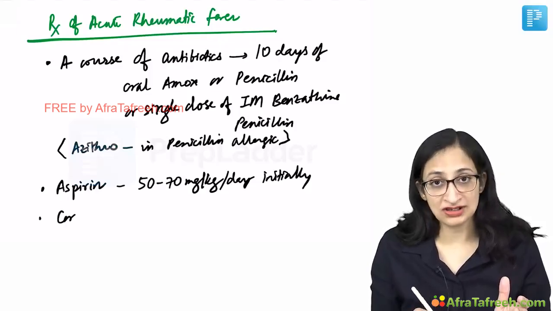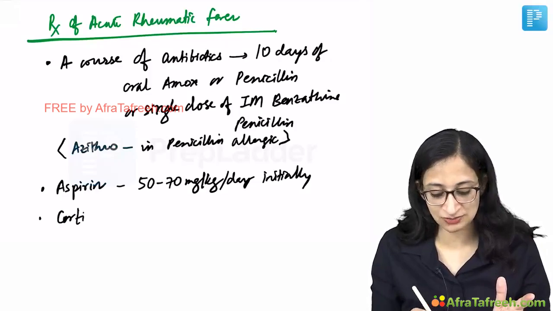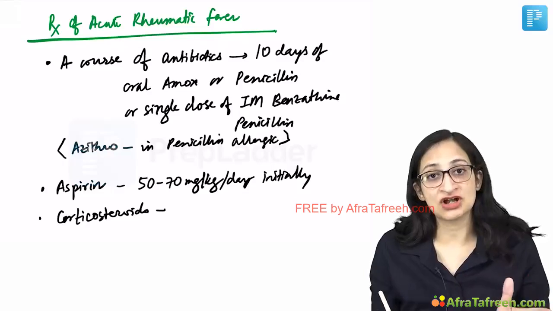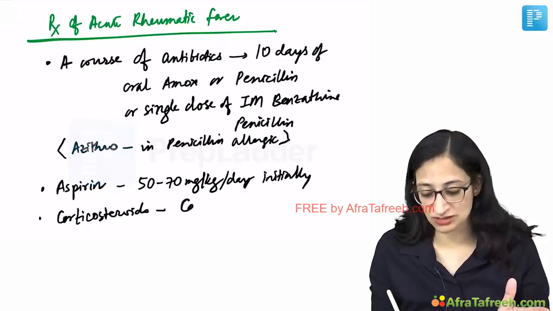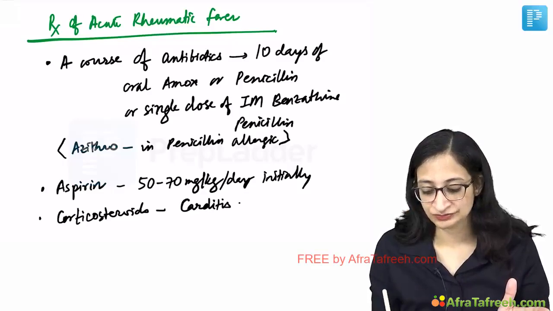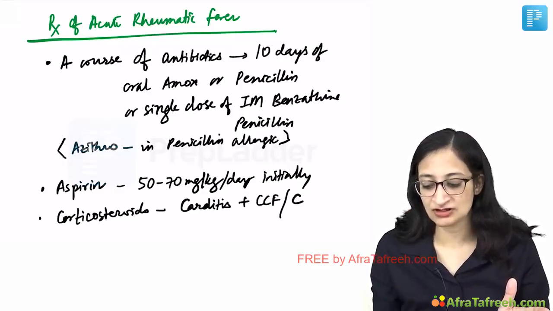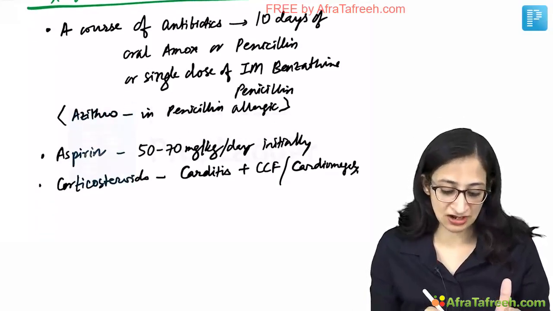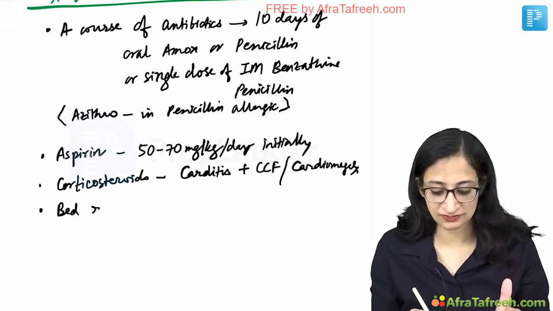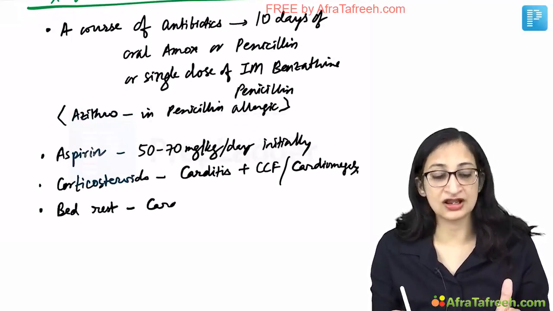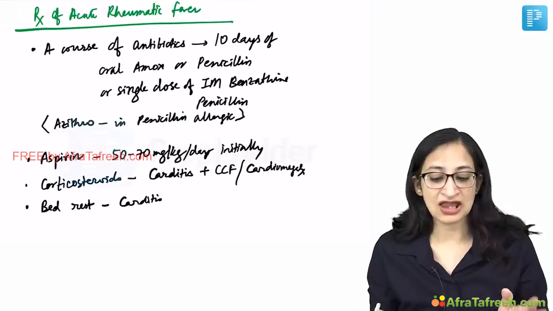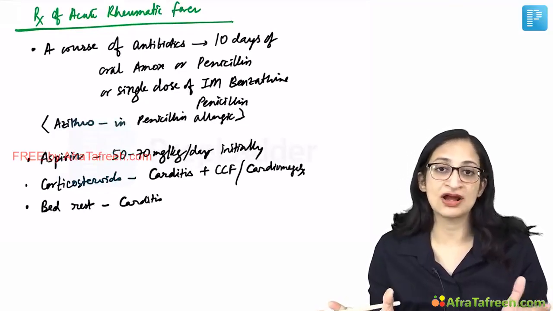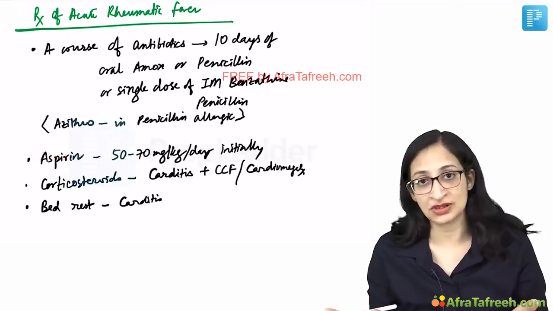Corticosteroids are to be given only in those cases where carditis is present along with cardiomegaly or features of congestive cardiac failure. So, we give corticosteroids mainly in cases where there is carditis along with either congestive cardiac failure or cardiomegaly documented. Alright. And in individuals with carditis, you will recommend bed rest. So, that is the management of acute rheumatic fever. And once a valvular heart disease is established, you might have to do some surgical intervention as well.